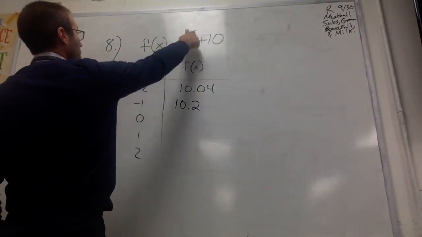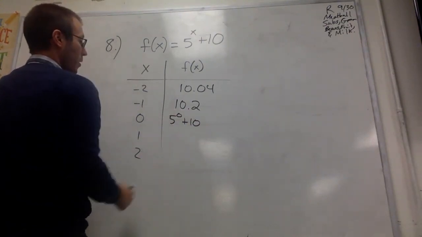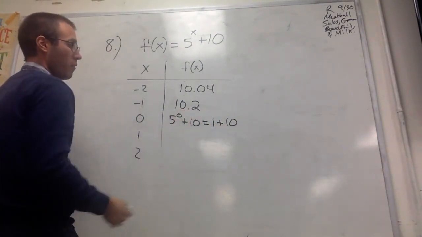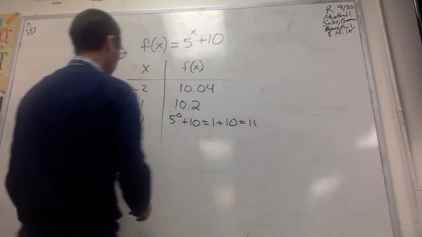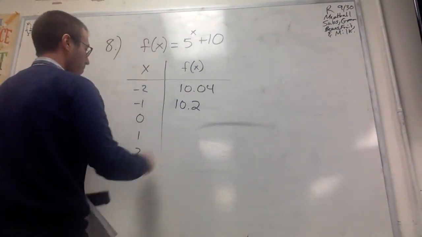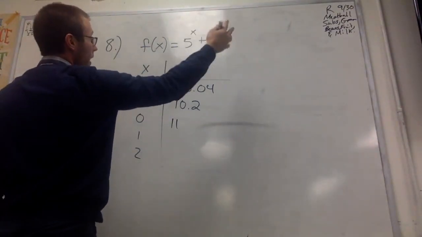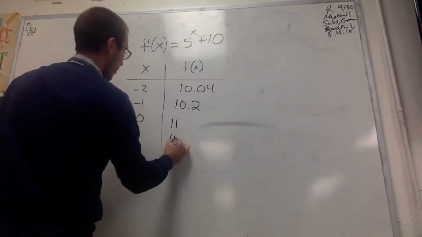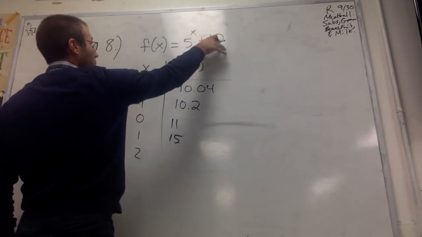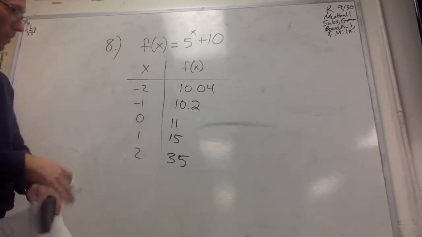When I plug in 0 for x, I get 5 to the power of 0 plus 10. 5 to the power of 0 is 1. So I get 1 plus 10, which is 11. That's 11 right here. Here, 5 to the power of 1 is 5. 5 plus 10 is 15. 5 to the power of 2 is 25. 25 plus 10 is 35. So there's my table there.